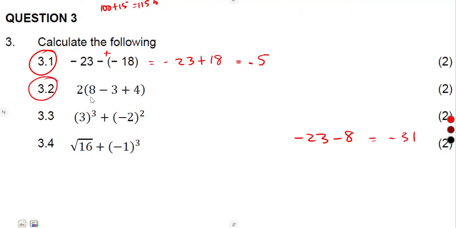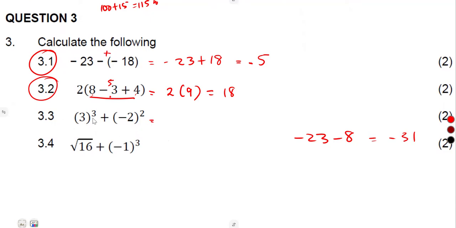All right, here it is 2 into this bracket. We can simply work out the bracket. 8 minus 3, or you can start with addition, it's up to you. 8 minus 3, that is 5. 5 plus 4, that is 9. So this is 2 times 9. 2 into 9 means 2 times 9. So 2 times 9, that is 18.